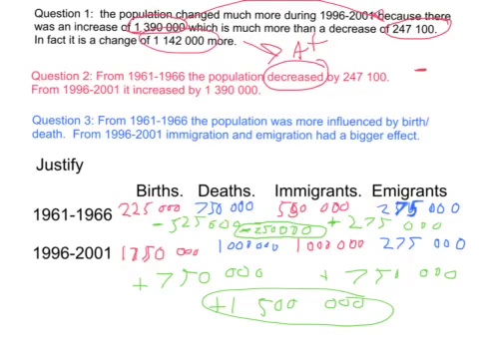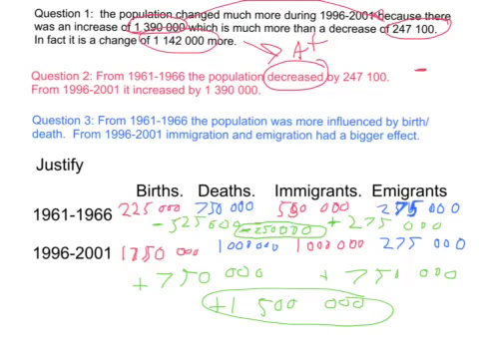For question 3, because of the way I did the math the first time, I immediately know that the population was more influenced by birth and death from 1961 to 1966, and from 1996 to 2001, immigration and emigration had a bigger effect. I know that because if I move back, I'll see that the numbers were bigger for the birth and death rate in 1961 and 1966 than the immigration and emigration. And in 1996 to 2001, the difference was the opposite. The math is on the previous page.